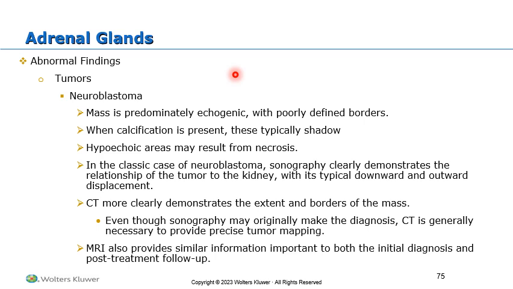In a classic case of neuroblastoma, we can usually see the relationship of the tumor to the kidney as separate. It typically also displaces the kidney downward and outward. So you might see that you're finding it lower and lateral to where you expect, and then you find a large mass where you would expect the kidney to be. Because of the challenges with the adrenals, and to look for the extent of how far these may go if they're affecting the lymphatic system or anything else, CT may actually be a better option, or MRI.